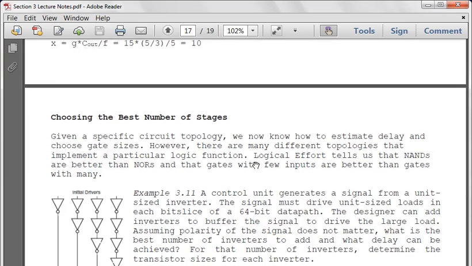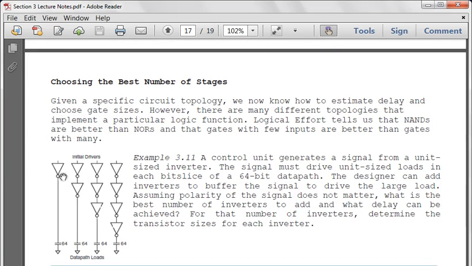So given a specific circuit topology, so these are different circuit topologies. So we have some sort of inverter driving control unit signals. And here we chose a capacitance of 64 because it's driving a 64-bit data path. We now know how to estimate delay and choose gate sizes. However, there are many different topologies that implement a particular logic function.